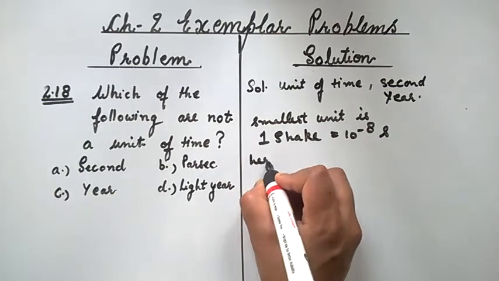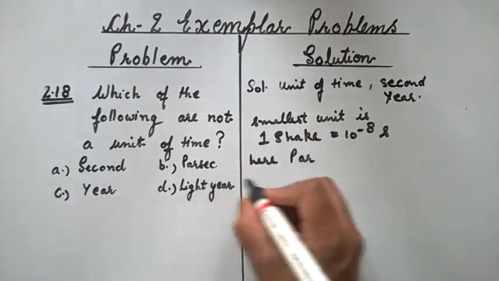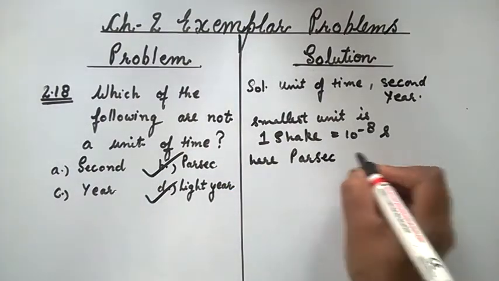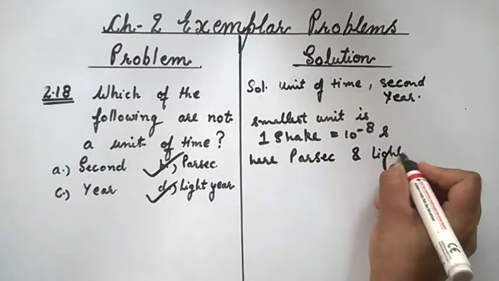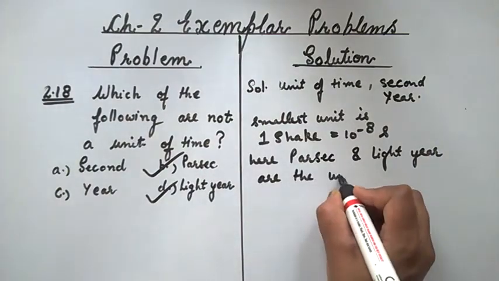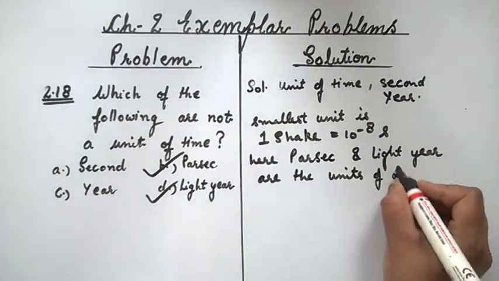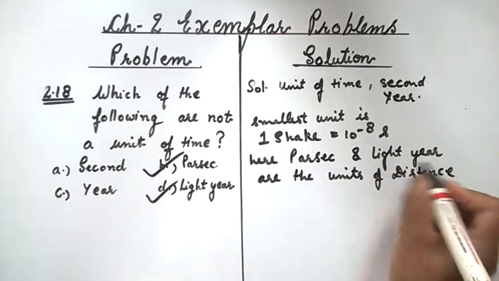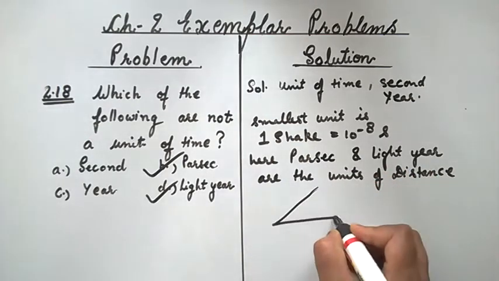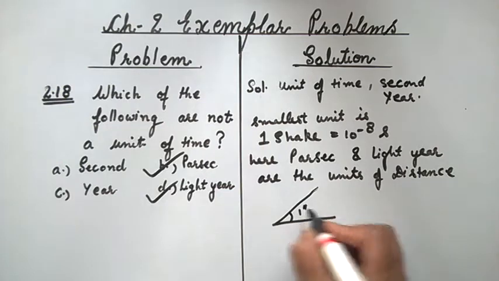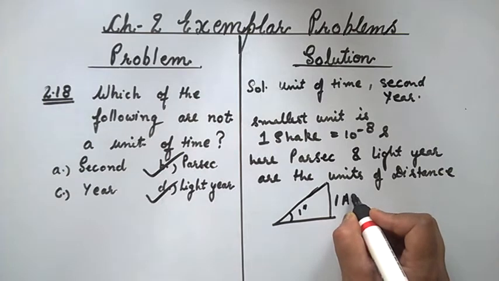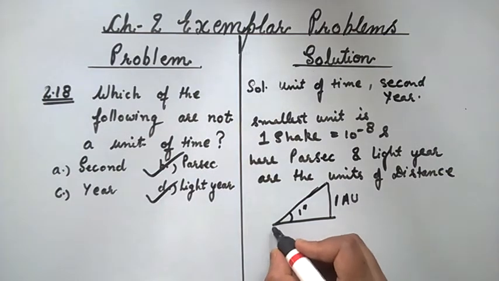Here, parsec and light year are not units of time, these are units of distance. Light year is the distance traveled by light in 1 year, and parsec is the distance at which an arc equal to 1 AU, that is astronomical unit, subtends an angle of 1 second. Then this distance is 1 parsec.